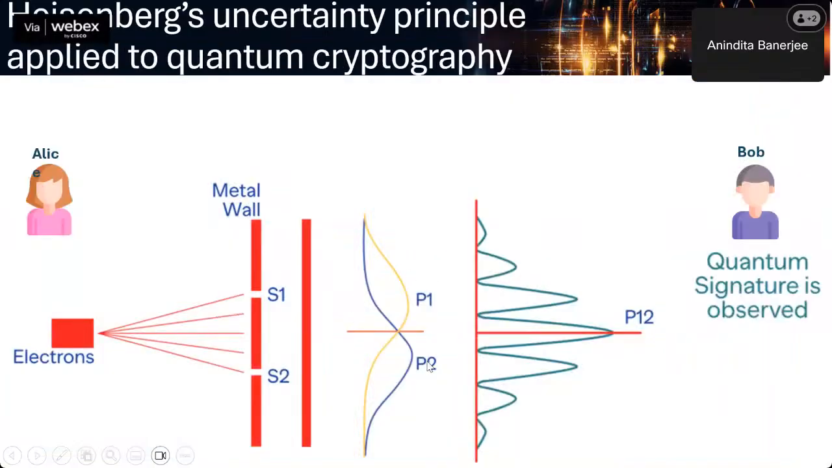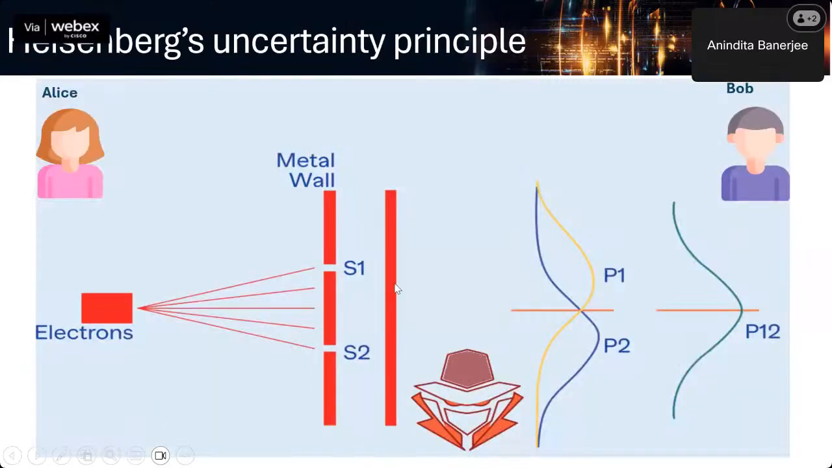If nobody is observing the state, you will see the quantum signature or the interference pattern. But if somebody is observing the state, the interference pattern is destroyed. It collapses to a particle nature, and you will see a bell curve.